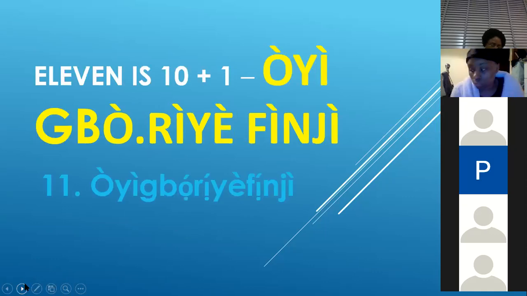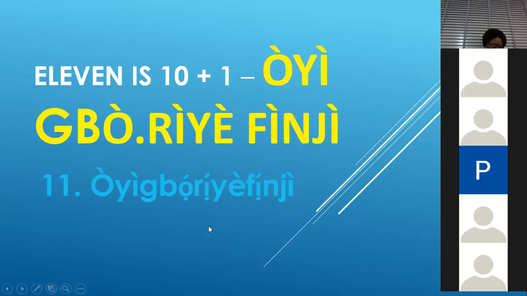Auntie Pat, what's this one? I gave you the complex one. Oyi Borie Finji. Fantastic. So now when you look at it, remember Oyi, 11. Borie Finji. Great, that's correct. So if you look at it, Oyi is 10. And then 1 is Boriye. So when you say Oyi, Boriye, Finji, it's 10 and 1.